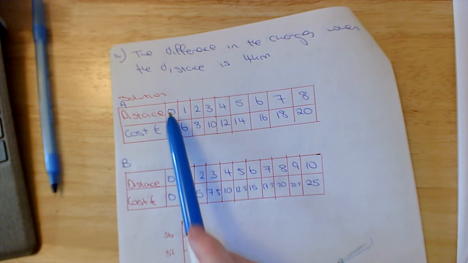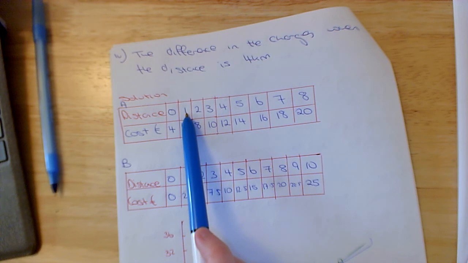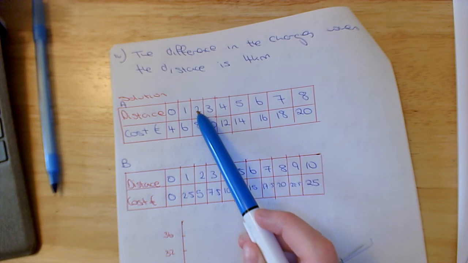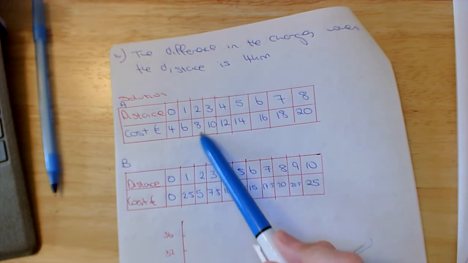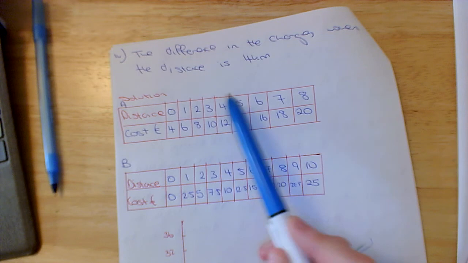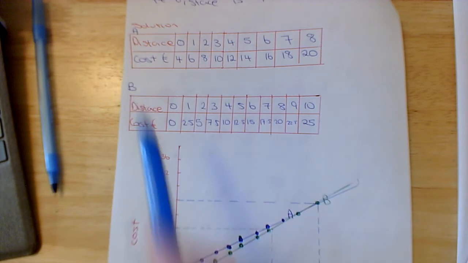Right, so if they've travelled nothing, company A is still going to cost €4. When they travel 1 kilometre, they go up €2 for every kilometre, so 4 plus 2 gives me 6. When they travel 2 kilometres, they add another €2, so 6 plus 2 gives me 8. When they travel 3 kilometres, I add another €2, so that's €10. And then I go off and plot these.